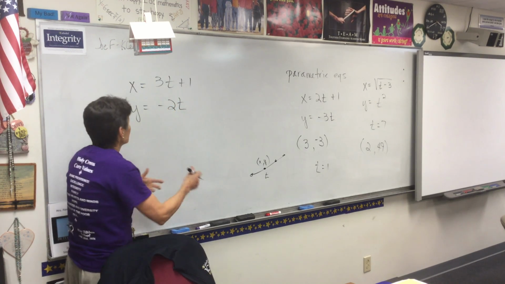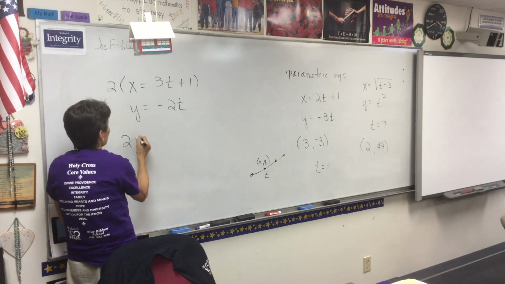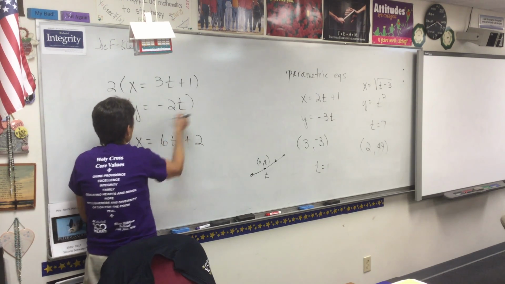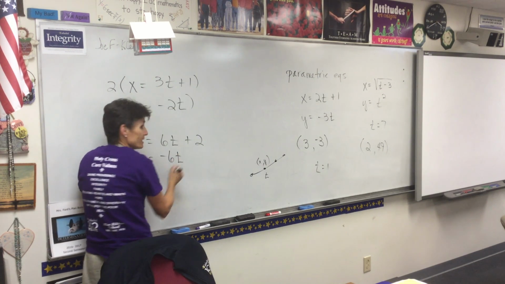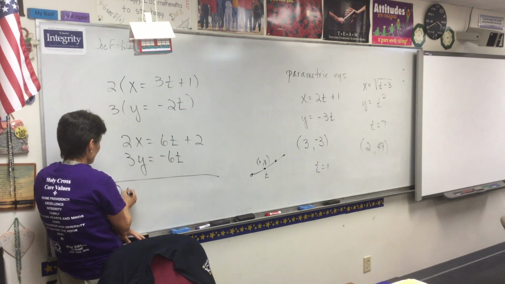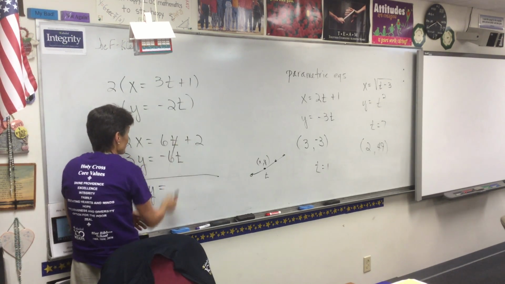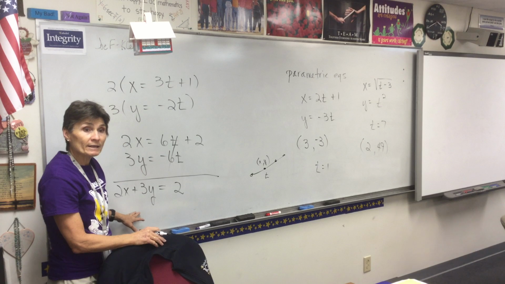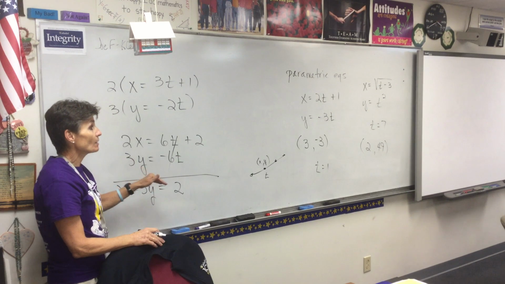So one thought is, look, if I multiply this equation by 2, I would have 2x equals 6t plus 2. And then if I multiply this one by 3, I would have 3y equal negative 6t. Now when I add them together, I have 2x plus 3y. Can't do anything with that. It's 2x plus 3y equal to 2. Now do I have one equation? Yes, this is fine. You have done what the problem said.